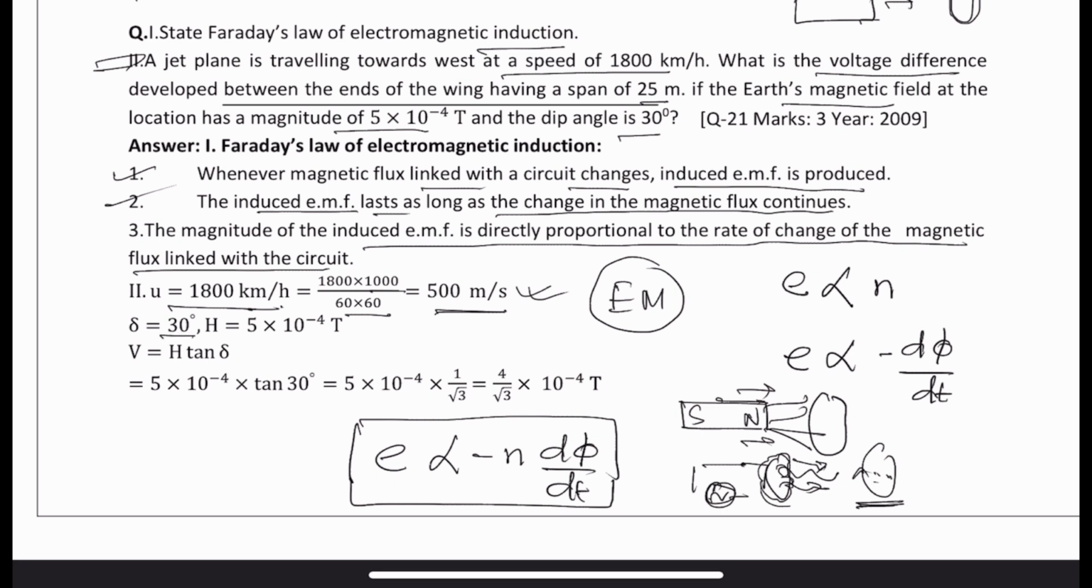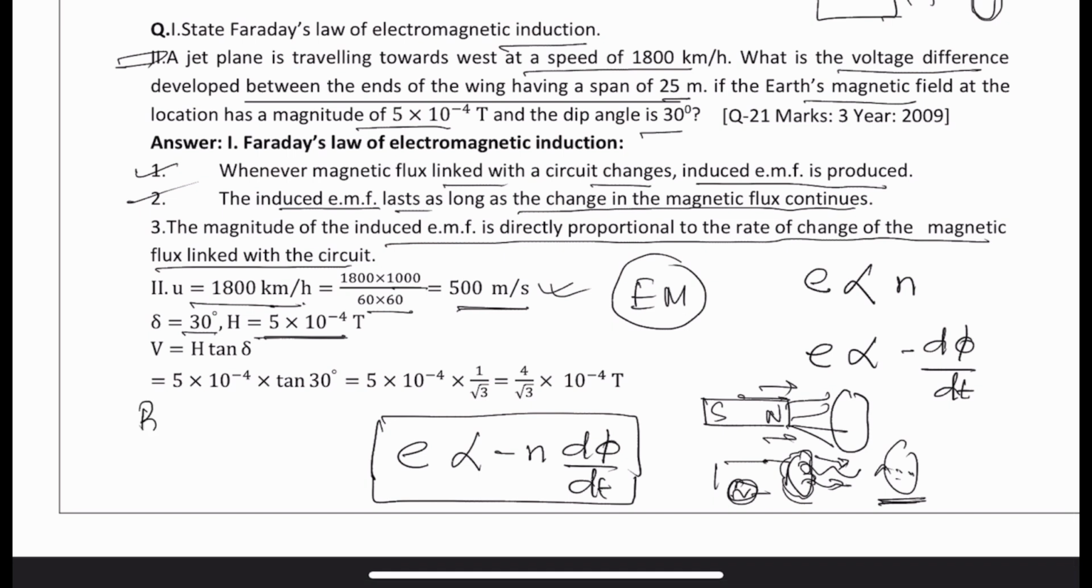δ is the angle of dip, H is the horizontal component of Earth's magnetic field. In the last question we proved that B_V, the vertical component, divided by B_H is equal to tan δ, where δ is the angle of dip. Here instead of B_V and B_H we have represented V and H. So the vertical component of Earth's magnetic field is equal to the horizontal component times tan of the angle of dip, tan 30 degrees. The unit will be Tesla, because it is a magnetic field, correct.